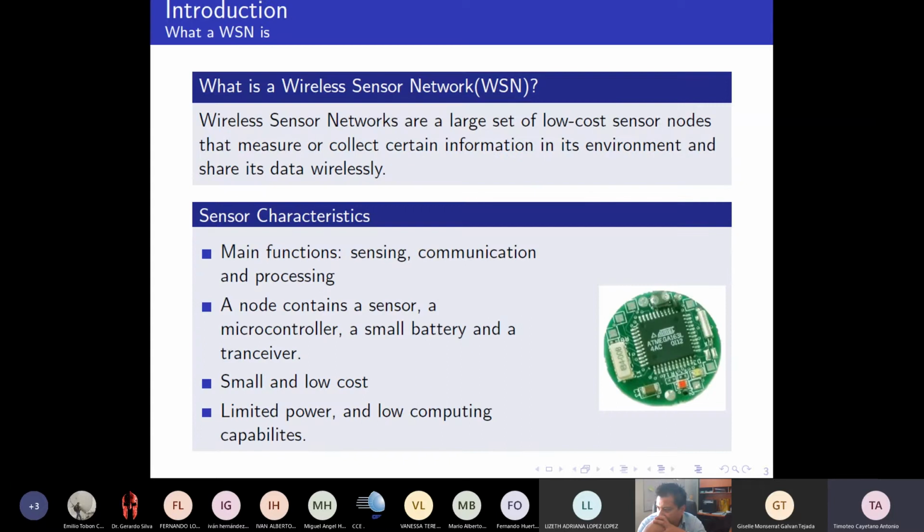As we are talking about wireless sensor networks, I think it is necessary to clarify what a wireless sensor network is. In this slide, you can read that it is a collection of sensor nodes, and that the main characteristic of these sensors is that they are small and low cost, and they are limited in power and have low computing capabilities. So this is the core characteristic of sensor networks, and the algorithm that runs inside a sensor node should consider this characteristic.